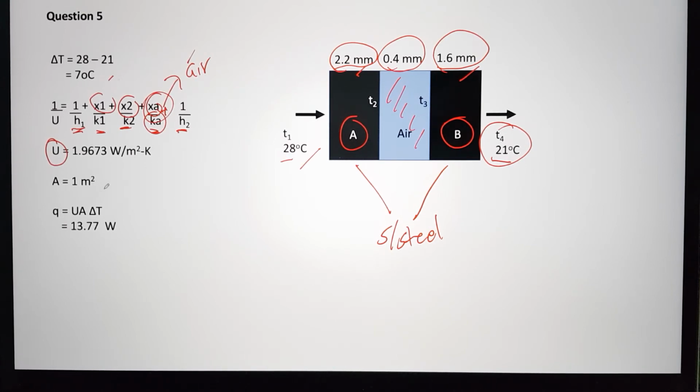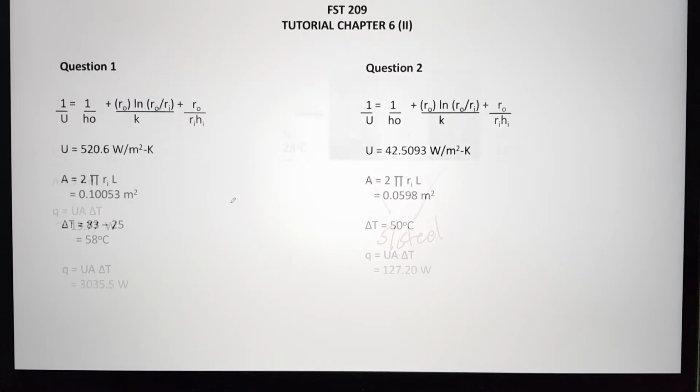Alright, the area is 1 meter square, followed by the calculation of Q equals UAΔT, and the value should be 13.77 watt. Okay, so this will cover tutorial chapter 6 number 1. Now let's move on to tutorial 6, chapter 6 number 2.